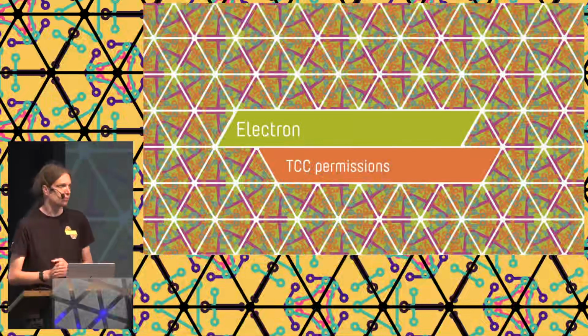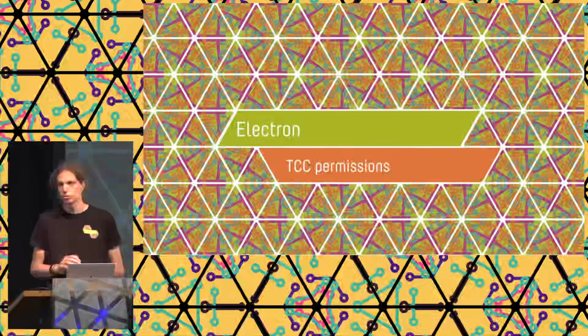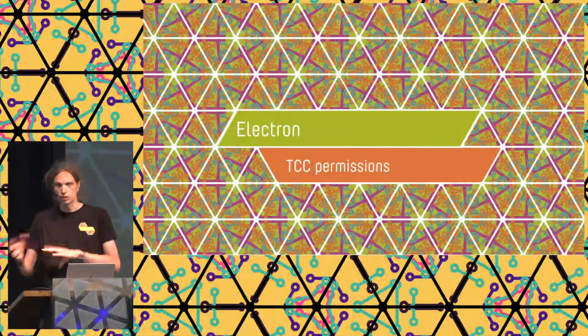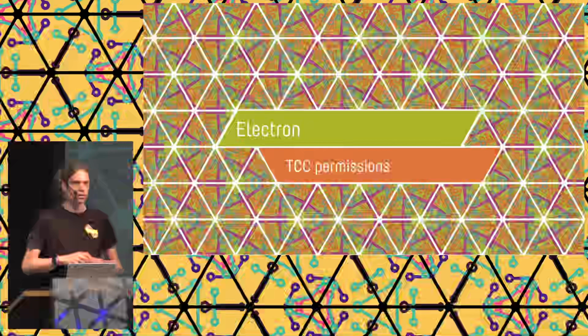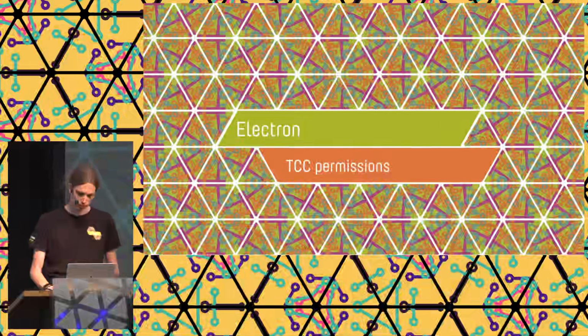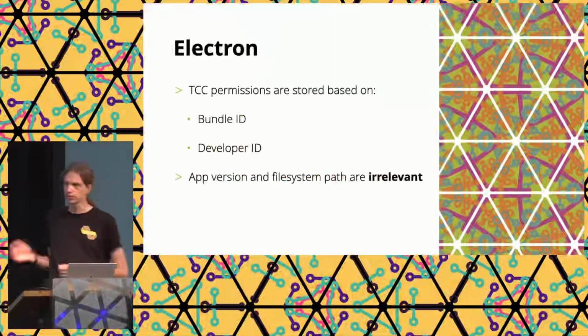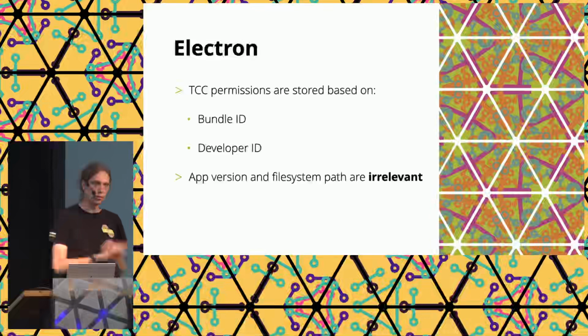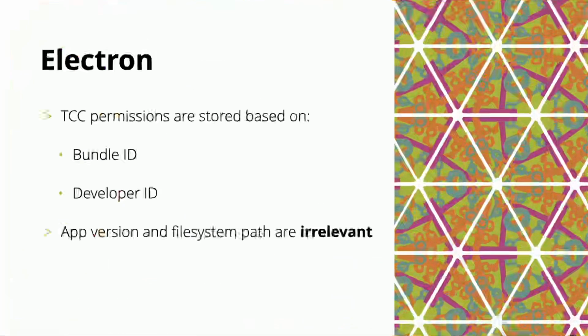So first of all, Electron. Electron is a framework you can use to develop applications, and it's basically a Chrome runtime combined with a JavaScript web application fused together to create an application. And as Dan just mentioned, the permissions for TCC are stored in a database based on the bundle identifier, something that specifies an application, and the developer identifier, like a team or an organization. But the version of the application or the location where the application is stored are irrelevant here.